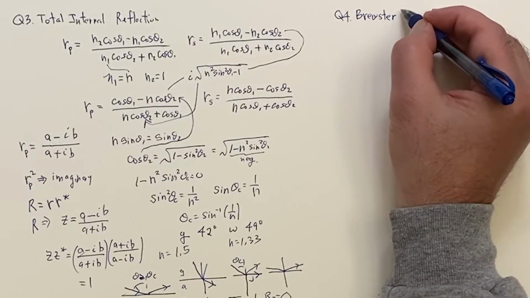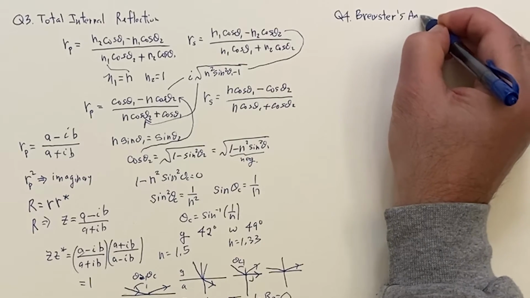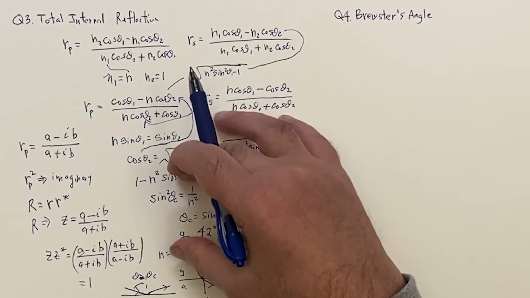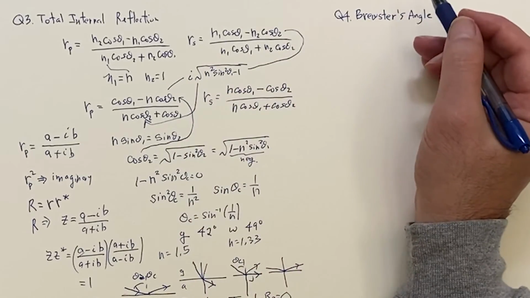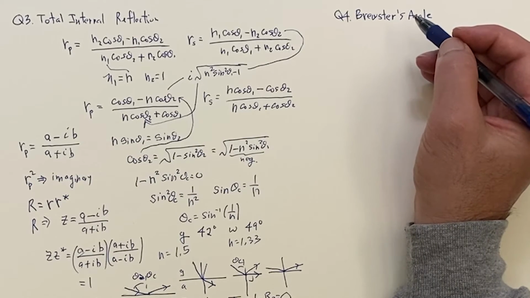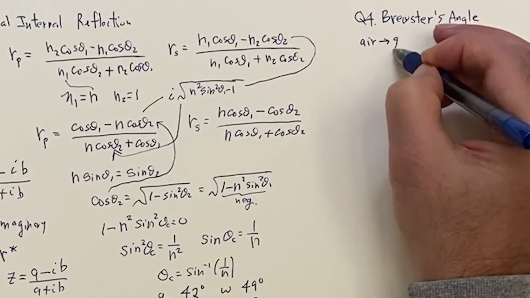So here is Brewster's angle, or the Brewster angle. We'll go with Brewster's angle, and this is another surprise. So this is a surprise here, and this is going to be another surprise. And this surprise is that if we're looking at, say, here, I want to go from air to glass.